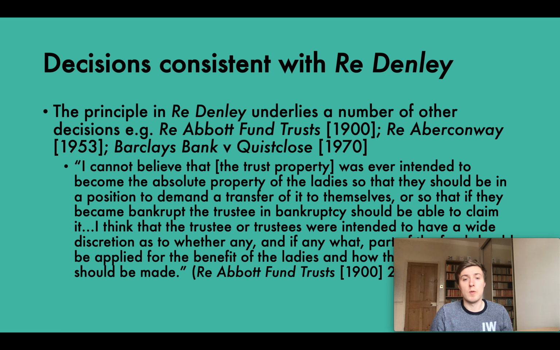And we have this quote here from Re Abbott Fund Trust from 1900. In this case, a trust fund was created to provide for two deaf and dumb elderly sisters who lacked the means to support themselves. The trust was not held valid for the sisters' absolute benefit, but rather as a trust for the purpose of providing for the sisters. That purpose trust was held valid because there were individuals, i.e. the sisters, as in Re Denley, who were directly and tangibly benefiting from the purpose's performance. So in Re Abbott, we see the court apply the same principle as was applied in Re Denley.